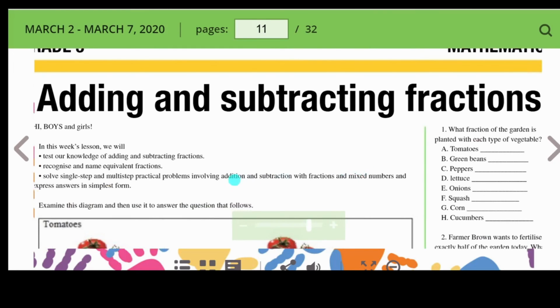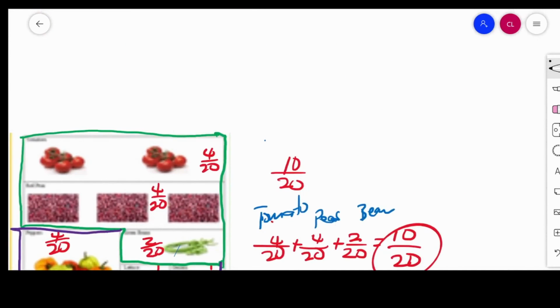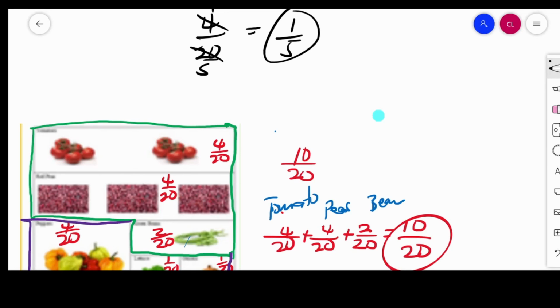So in this episode, we looked at adding and subtracting fractions, and we were able to recognize and name equivalent fractions. So let's look at this. We know that 4/20 would be the same as 1/5. 4 into itself one time and 4 into 20 five times, so this is 1/5. So wherever we see 4/20, it could also be expressed as 1/5.